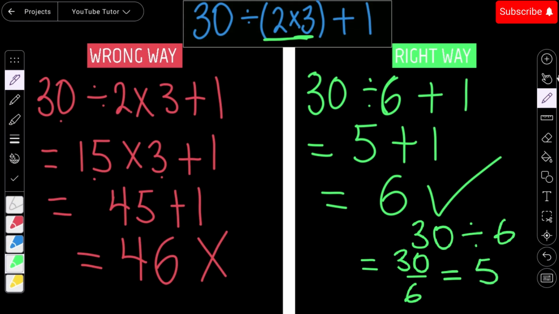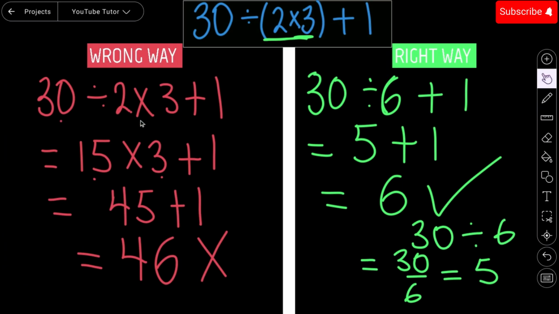So the 6 should be grouped so that it becomes a denominator, not ungrouped, which we did here and gave us 15. But that 15 multiplies 3 and adds to 1 to also give us 46. Although you get an answer, that doesn't mean that's the correct answer. The right way or the perfect way to do such a question is how I've illustrated on the right side.